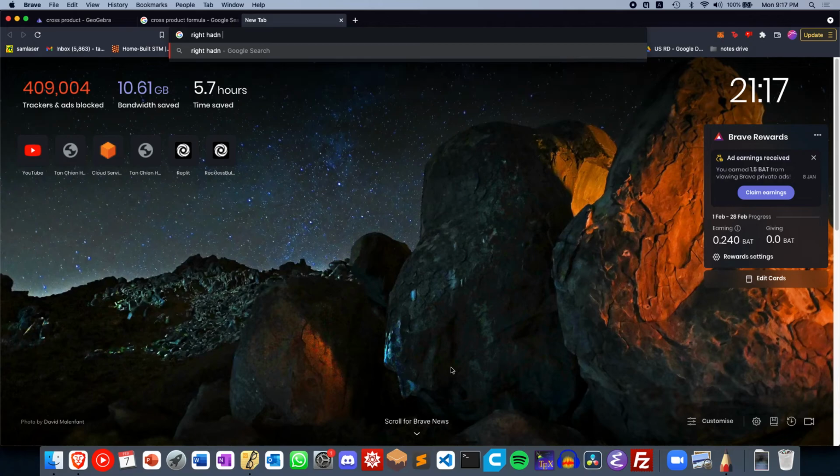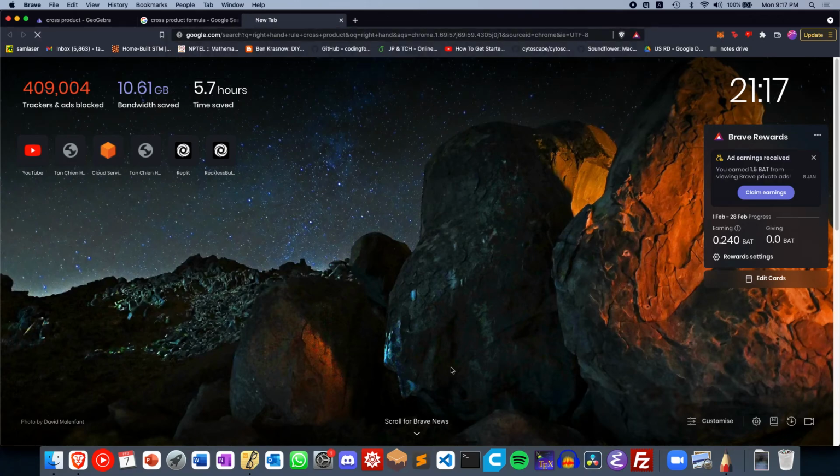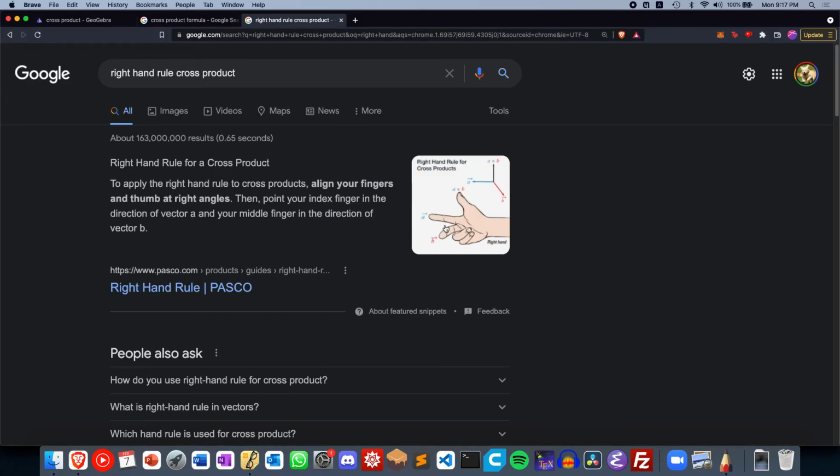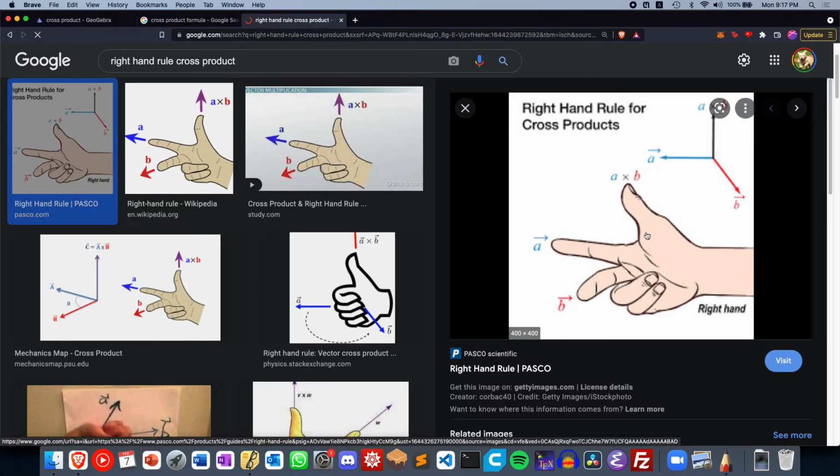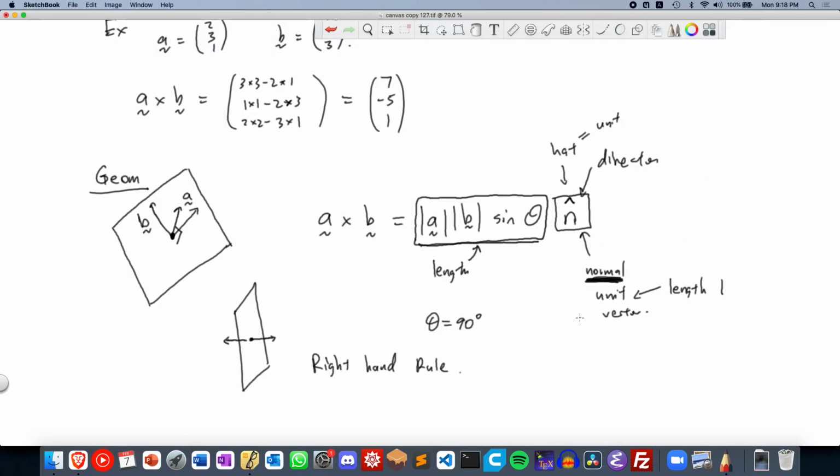So if you search up the right hand rule for the cross product, to determine the direction of the cross product, you take out your hand like that, and then the second finger and the third finger, the index finger and the middle finger, are your vectors A and B, as seen in this diagram over here. And then your thumb will be perpendicular to both of them. And the thumb will indicate the direction of A cross B. So that is how you tell the direction.